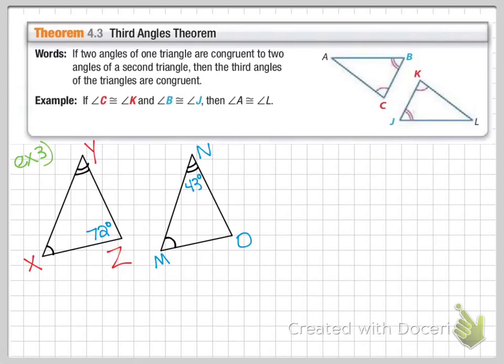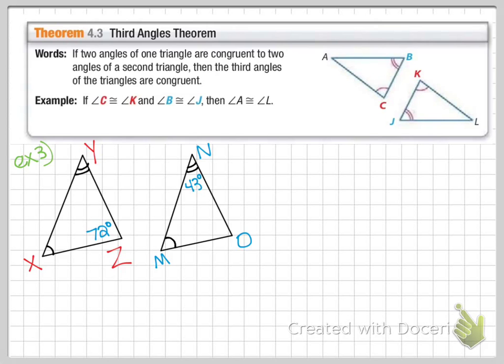Alright, the last thing we're going to look at today is called the third angles theorem. What the third angles theorem says is that if two angles of one triangle are congruent to two angles of a second triangle, then the third angles in those triangles have to be congruent too. They also have to be the same. Which should make sense to you.